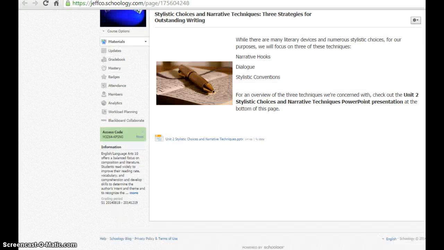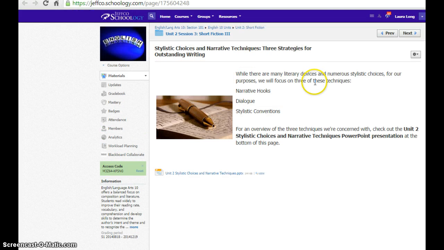After that, you'll take a look at 3 strategies that you'll be using for outstanding stylistic writing. You're going to look at narrative hooks. That's what gets you into the writing itself. You'll look at dialogue, how that's used to enhance a story, and stylistic conventions.